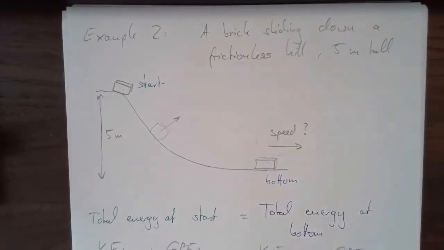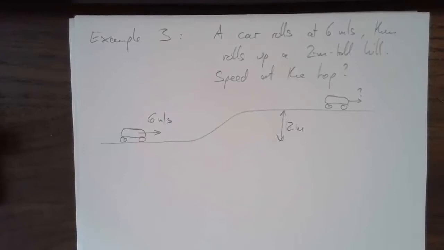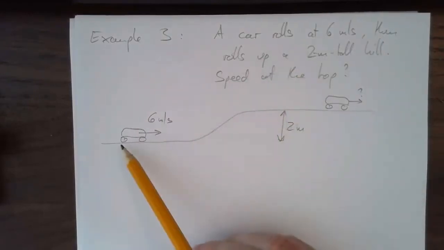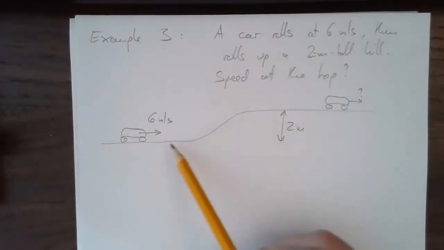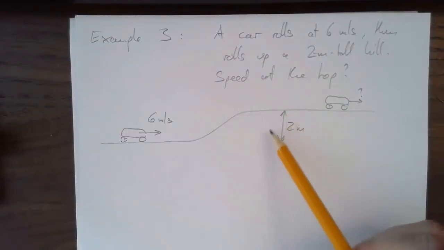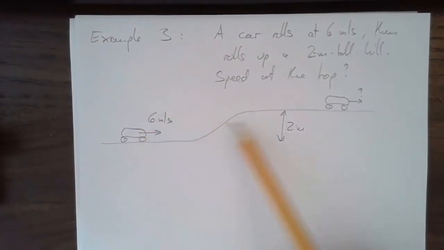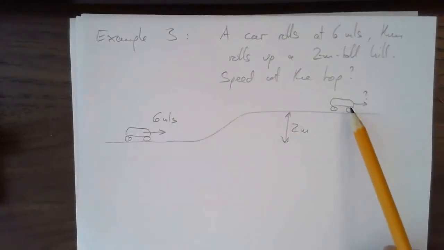Okay, let's go on to another example with gravitational potential energy. It's a little bit more complicated. So here we go. I have a car, and the car is rolling along towards a hill, and it has to go up the hill. The hill is 2 meters high. It's going 6 meters per second down here. How fast is it going to be going when it gets to the top?